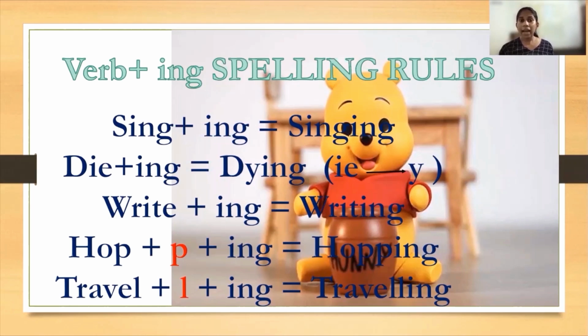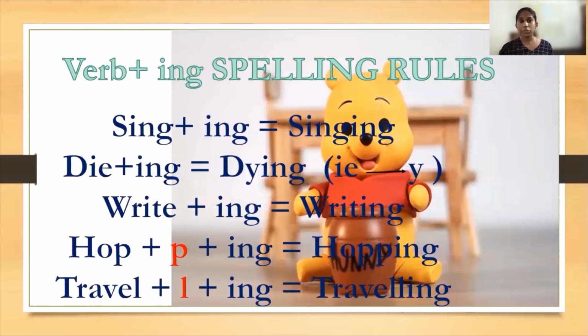But if the word is die, we should make the word dying. Here we cannot add ing directly to the word die. Instead of that, we should remove ie, the last two letters of die, and instead of that, we should add y. And then we can add ing. So the spelling of the word dying is D-Y-I-N-G.